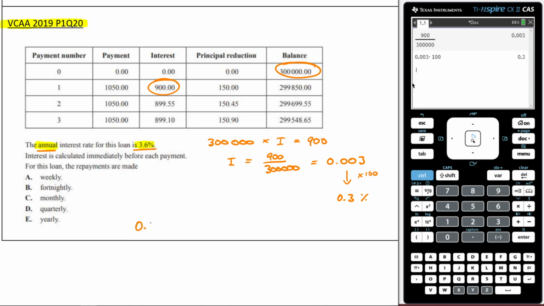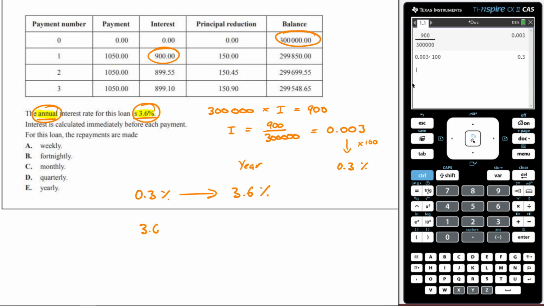All right, so we've got 0.3% between each payment, but now we have to figure out what's the distance between each payment. Is it weekly? Is it fortnightly? Is it monthly? Well, we know that annually, so over the course of a year, it is 3.6%. How exactly do we go from 0.3 to 3.6? This is where you're going to divide. So I've got 3.6, I'm going to divide it by 0.3. And when I do that, 3.6 divided by 0.3, I'm going to get 12 out. So 0.3 times 12, so if I times this by 12, I get to that.